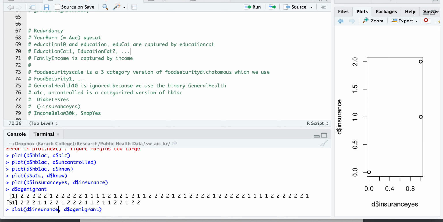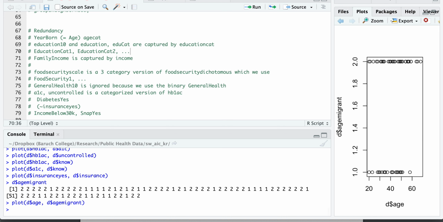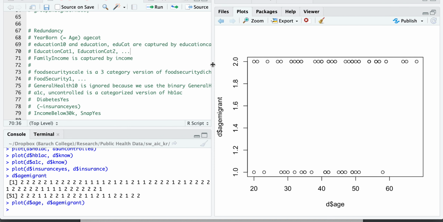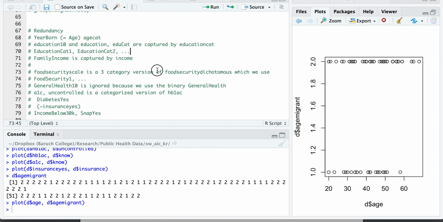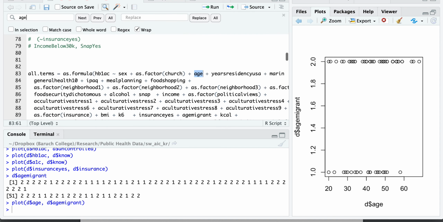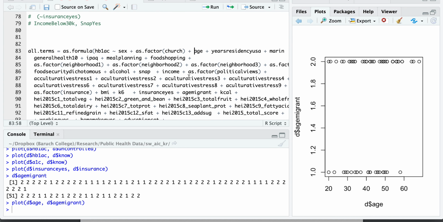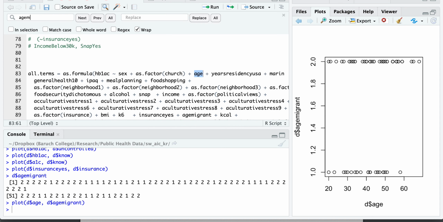We have age. Okay. It doesn't have anything to do with each other. Let's see, what is age? Okay, we have age. We don't have age immigrant. That's interesting. It's migrant, sorry. Okay, we have it here. So age migrant. Okay, why is it there?